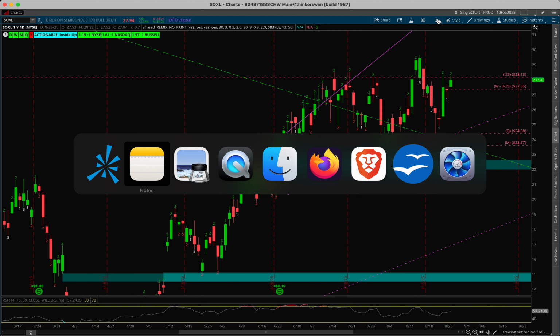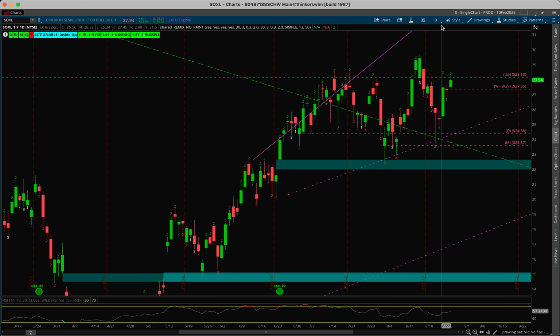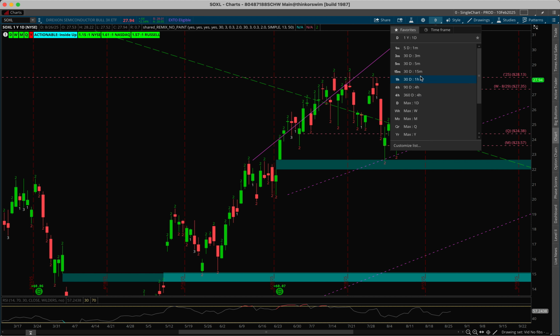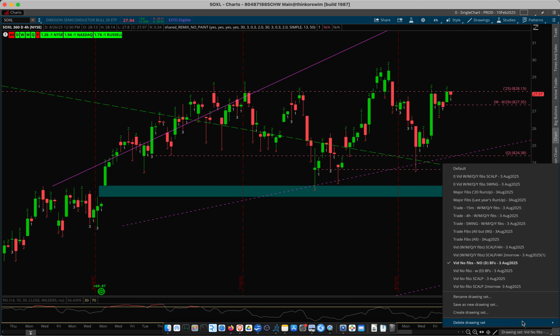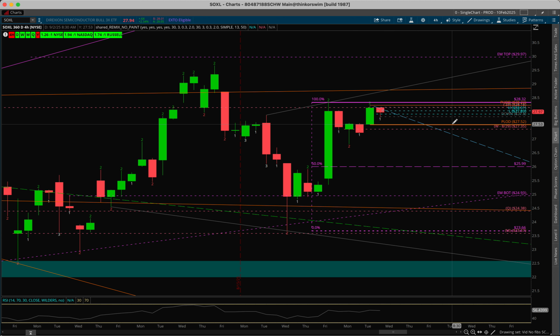So let's go ahead, we've gone over today's price action. We looked at the wide view. Let's set our 4-hour markers and our triggers and targets for tomorrow, and then we'll just do a quick recap of the triggers and targets for the week, month, quarter and year, because they do kind of roll into each other, and we could have some kind of a domino effect. So let's go ahead and bring up our 4-hour chart and our triggers and targets for tomorrow.